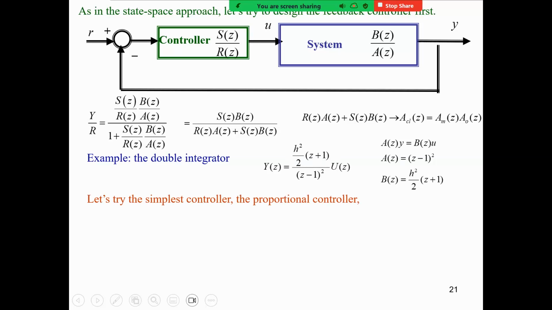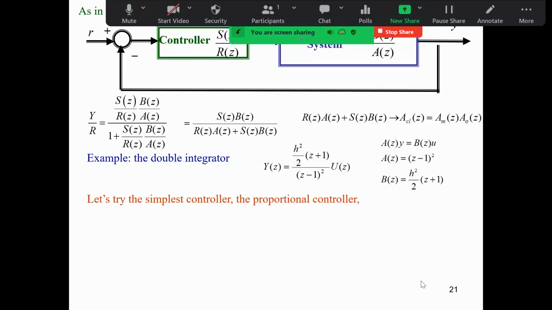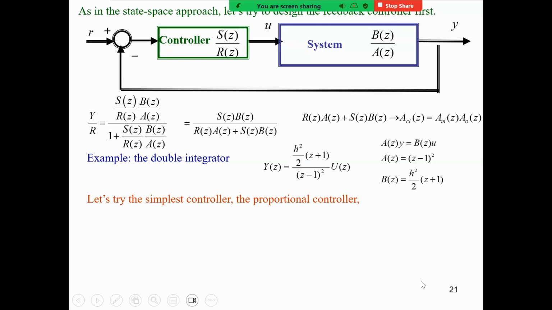Then how are we going to design S and R? Let's try the simplest controller first. The simplest control, of course, is proportional control, which means S over R is a constant. It means that R equals 1, S equals S naught, a constant. Then let's plug them into the expression R times A plus S times B. This is A times 1 plus B times S naught.